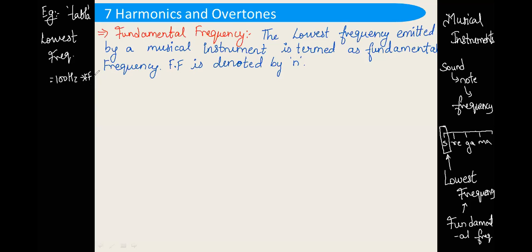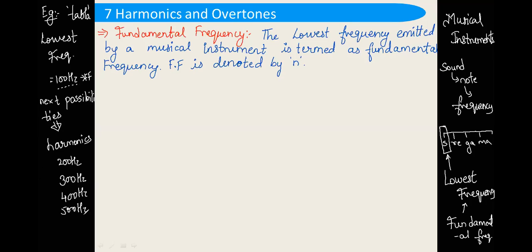Now, what will be the next frequency, the next possibility? The next possibilities are called harmonics. Next possibilities means a guess. If 100 hertz is the lowest frequency, this is known, this is fixed. So what will be the next one? The next one will be 200 hertz. The next can be 300 hertz. After that, there can be 400 hertz, then 500 hertz. These are the next possibilities.